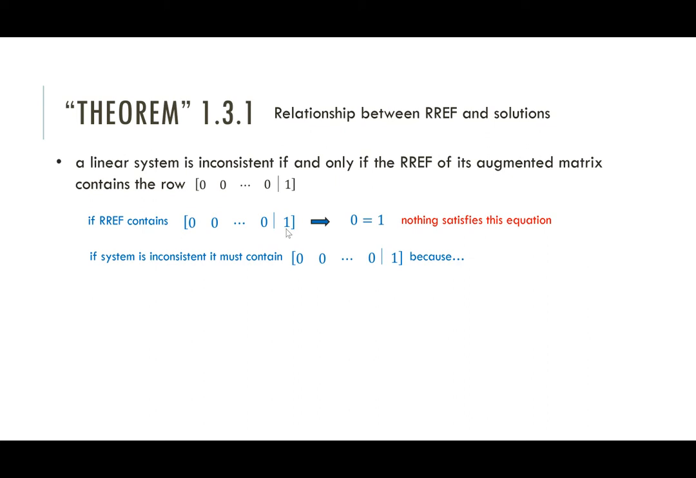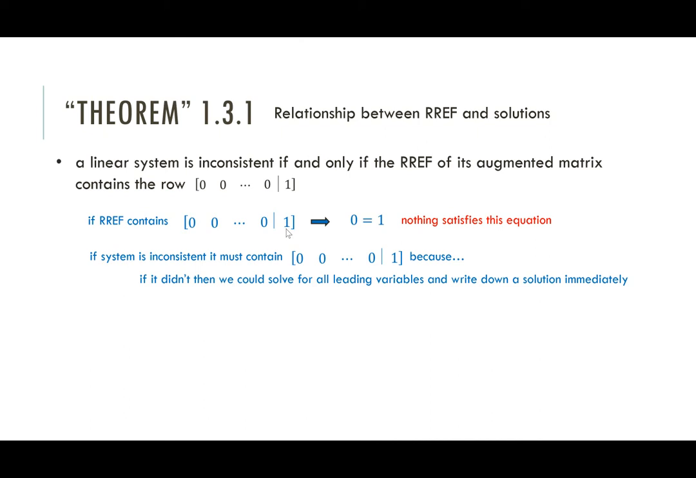Because why? Well, you might think this is a bit of a cop-out, but the reason is if we didn't have that row, then we could solve for all the leading variables and just write down a solution. When you're in RREF, the only thing that prevents you from writing out the solution is if there's something that can't be satisfied. But if that row's not there, then everything else can be satisfied. You just write down the solution immediately. Okay, so that's the relationship between RREF and an inconsistent system.